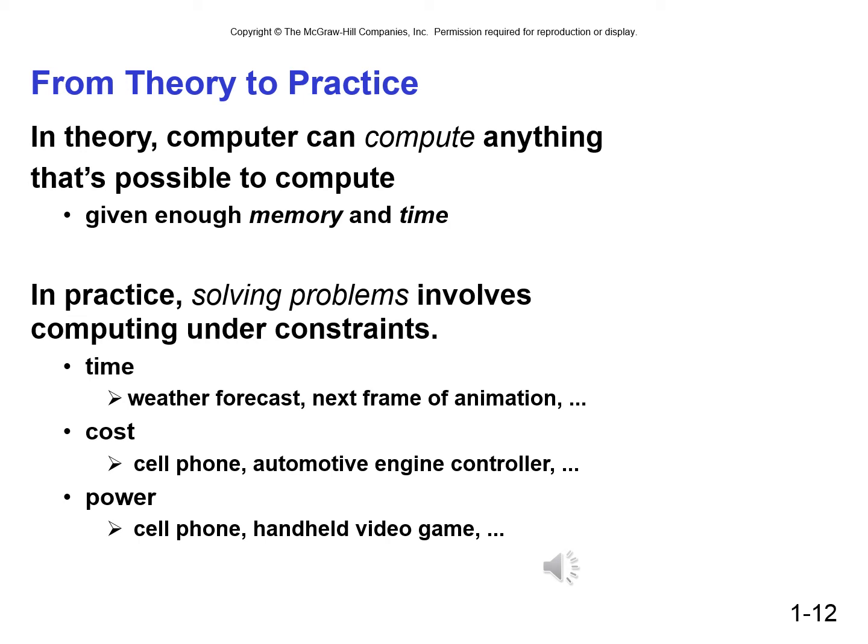So as mentioned earlier, a universal computing device or a computer, in theory, can compute anything that's possible to compute. Now, we'll talk about computable problems later. But a computer can compute anything that's possible to compute given enough memory and time. Very significant constraints. Okay.